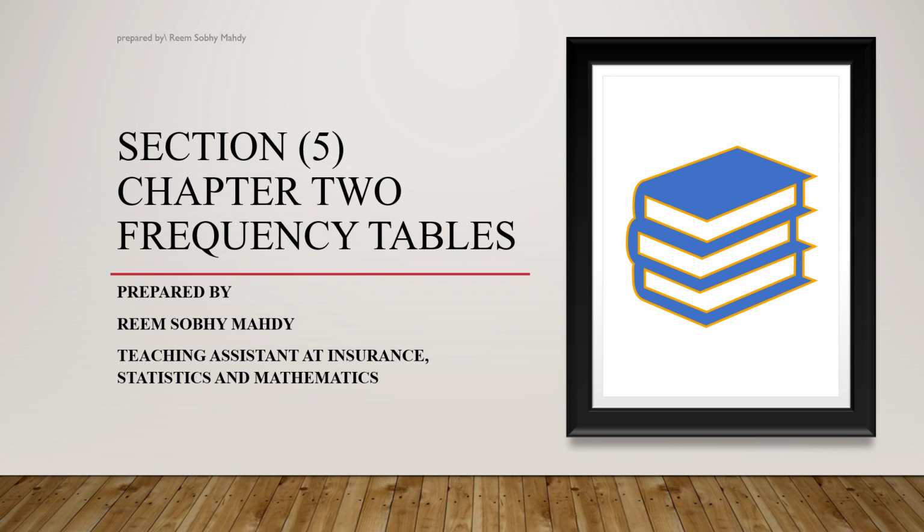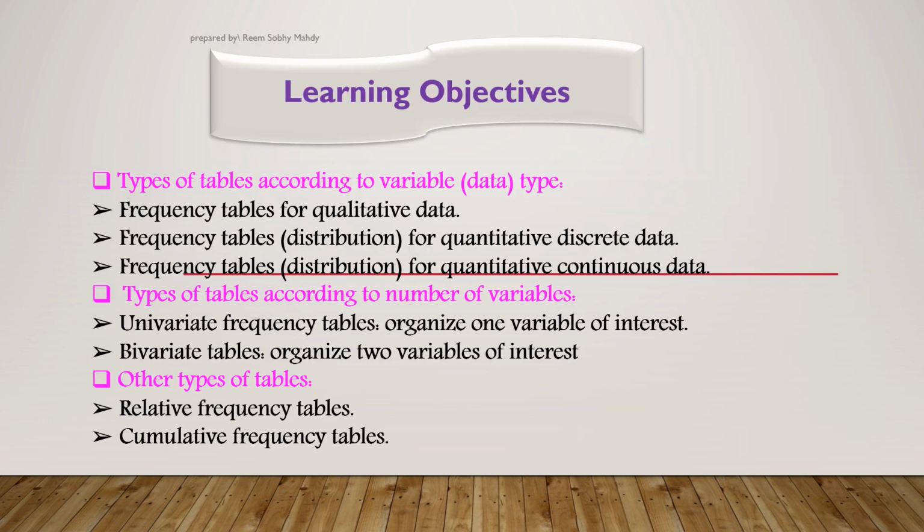This is section 5 in the Descriptive Statistics course, chapter 2, titled Frequency Tables. In the last sections, we already defined the types of frequency tables, and we know that there are 3 types according to the type of the variable: qualitative frequency tables, frequency tables for quantitative discrete variables, and frequency tables for quantitative continuous variables.